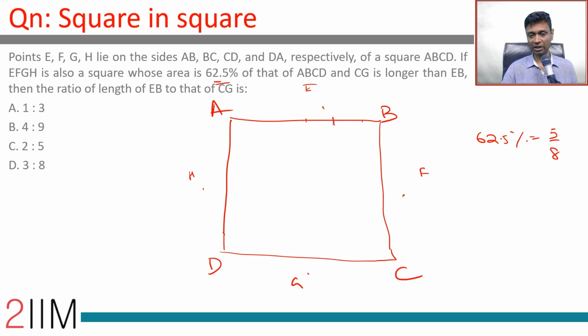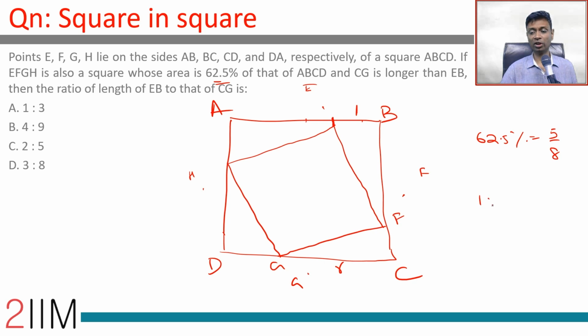So if E were here, F here, G here, and H here, this would be a square. Right? We want to find ratio of the length of EB to that of CG. Right? If this is 1 and this is R, we want to find 1:R. We effectively want to find R. Remember, if this were R, this would be R, this would be R, this would be R. This is 1, 1, 1. We're talking about ratios, nothing more than that.